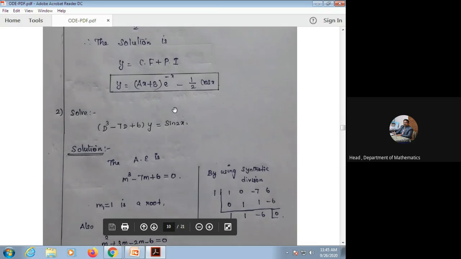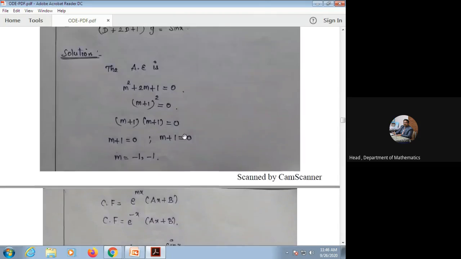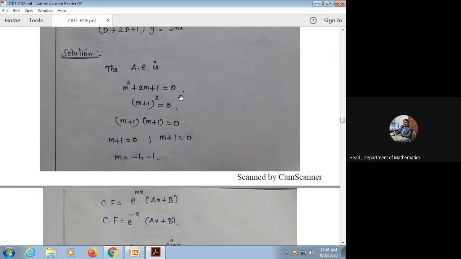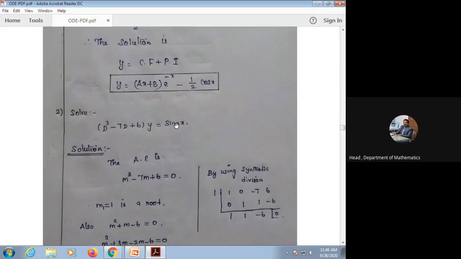This is also a type 2 problem, sin 2x. What is the difference? Here the a value is 1 in this problem, but here the a value is 2, that's all. But the given equation is (d cubed minus 7d plus 6) y equal to sin 2x. We have to write the auxiliary equation as it is.